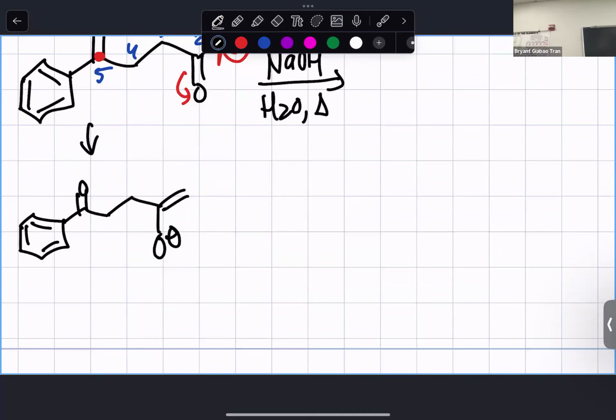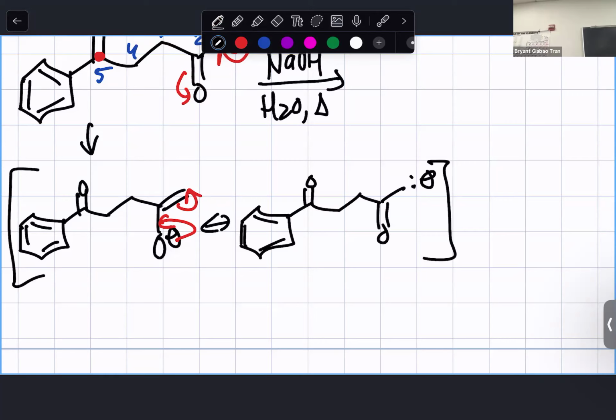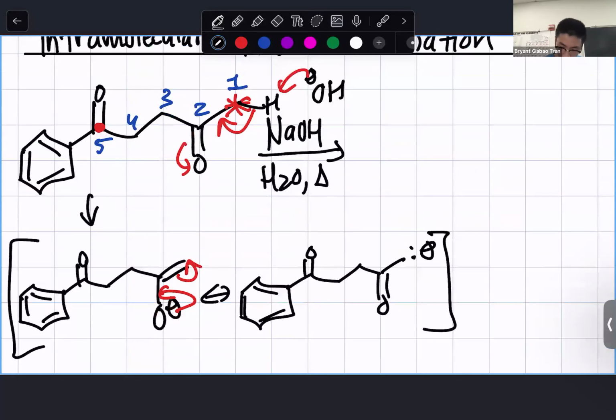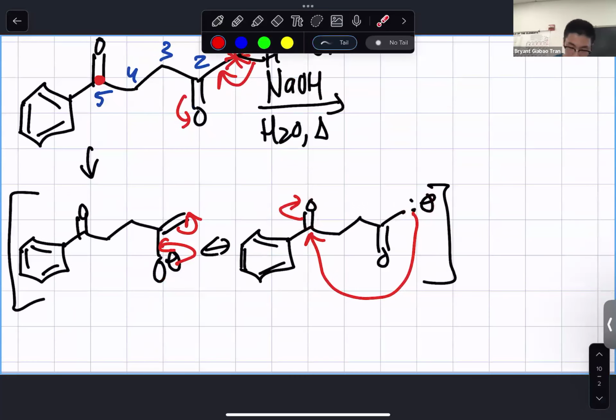But that O minus there is not the nucleophile, because when we draw the resonance structure, we see that the negative charge on the carbon is less stable than the negative charge on the oxygen, which makes this carbon here more reactive, more nucleophilic than the oxygen negative charge. So now we could use this negative charge carbon to attack the carbonyl on the left side, right? Since the nucleophile is on the same molecule as the electrophile, this is an intramolecular reaction where we're going to form a 1, 2, 3, 4, 5-membered ring.